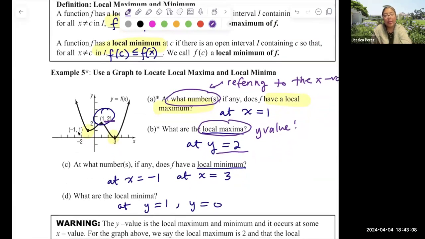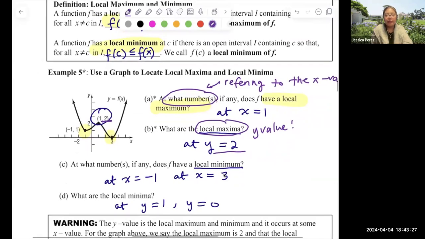Which one? What is the minimum? At y value being 1 and at y value being 0. This x equals 3, y equals 0 corresponds to this minimum, and -1, 1 corresponds to the other local minimum. Again, you can have more than one.